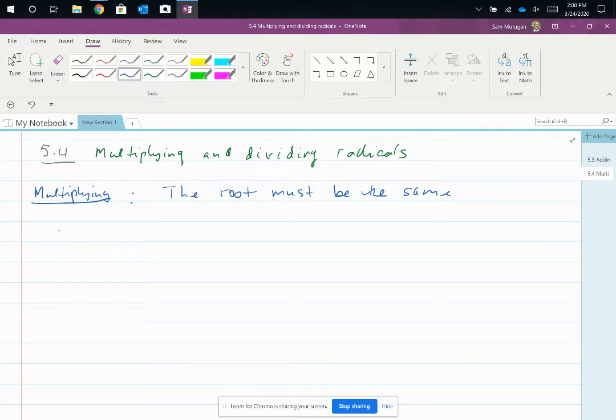So if we've got square root of 2 times square root of 10, this is simply 2 times 10 and keep the square root, which is the square root of 20. And remember to simplify because this is 4 times 5. So square root of 4 is 2, so 2 square root 5.